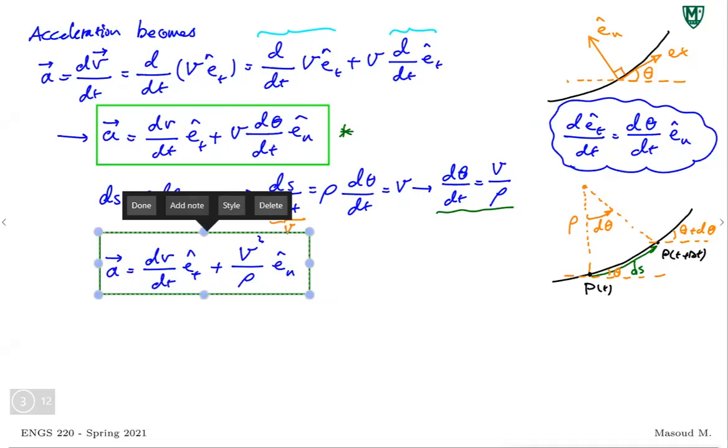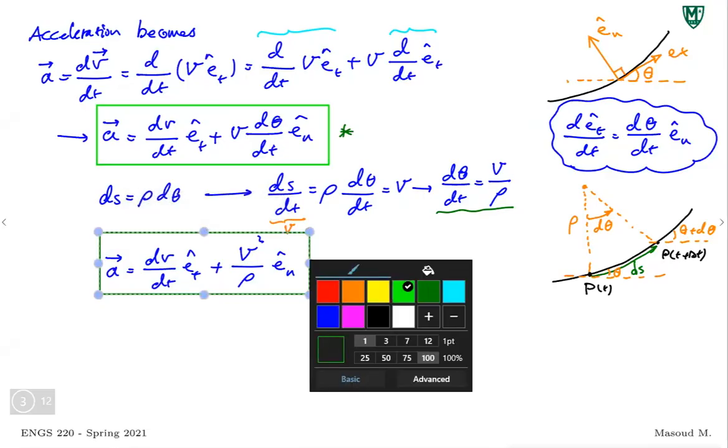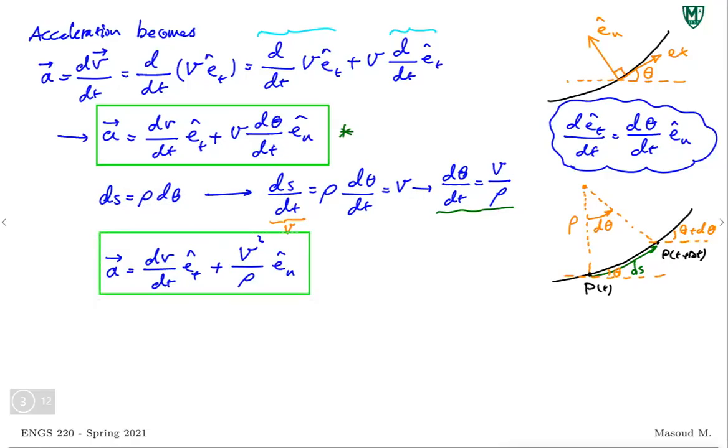Let me be consistent and change the color to what we're using for equations. All right. So it's a new form. First term, tangential term, is the same. Normal term changes: v squared over rho. As long as you know the magnitude of the velocity and you know the radius, called the radius of curvature, you are able to find the normal component of acceleration.